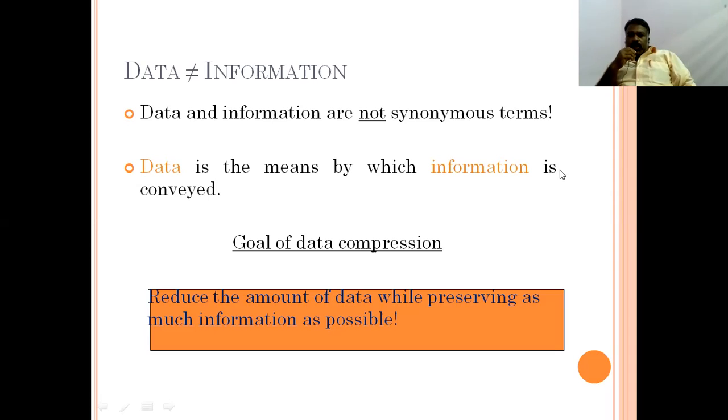The ultimate aim, the objective of data compression, is to reduce the size, to reduce the amount of data while preserving as much information as possible without any data loss. If there is data loss, that should be below the standard error.